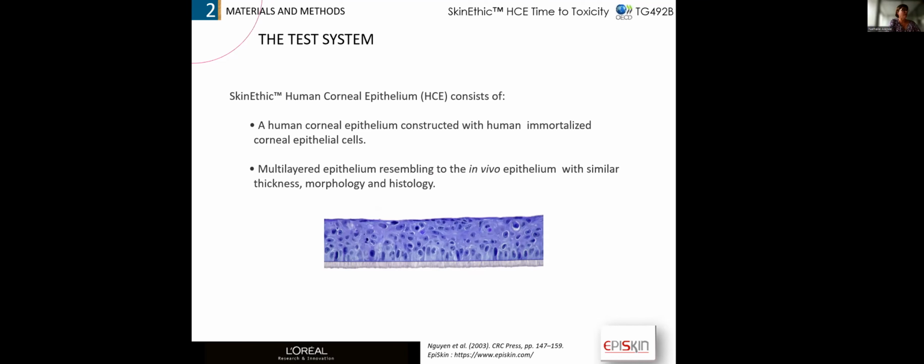Briefly, regarding these methods, the test system consists of the SkinEthic human corneal epithelium, namely the HCE, which consists of a human corneal epithelium constructed with human immortalized corneal epithelial cells. Indeed, it's a multi-layer epithelium that resembles the in vivo epithelium with similar thickness, morphology, and histology.